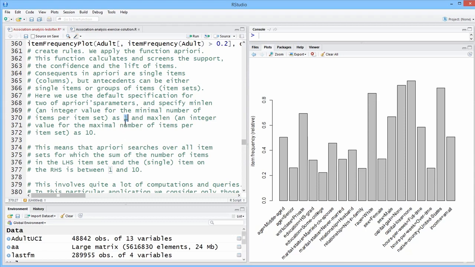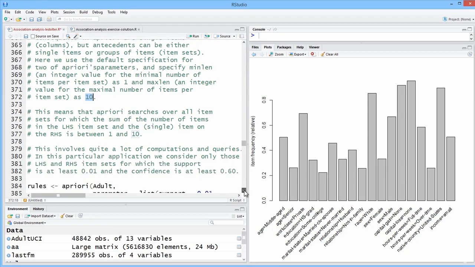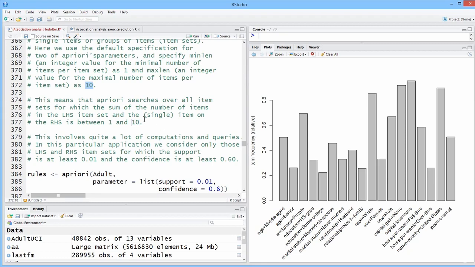So what this means is that you must have at least one antecedent, and what 10 means is that a rule cannot have more than 10 antecedents added to the consequent. 9 antecedents and 1 consequent. And so it's creating rules that can possibly contain a wide number of antecedents. That is very computationally expensive.